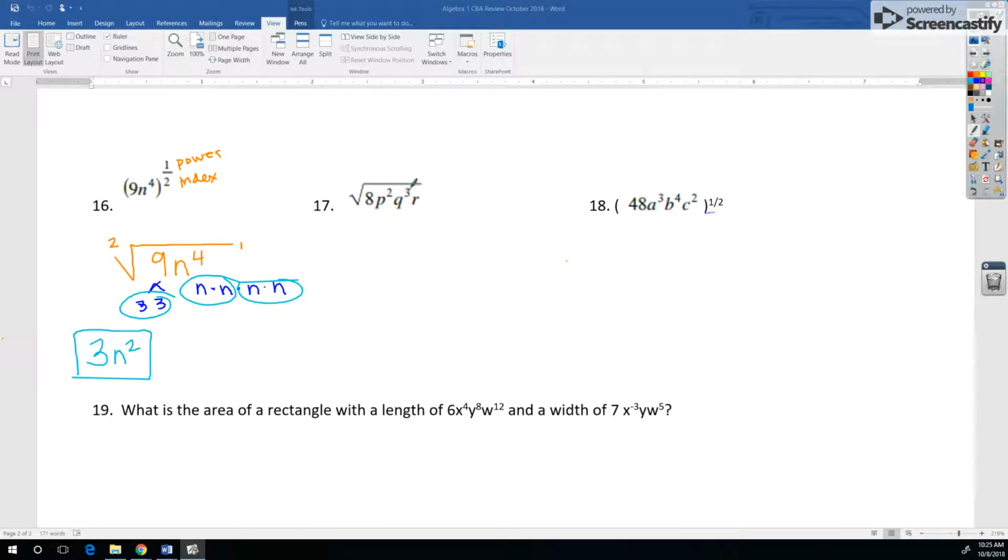Number 17, kind of similar. We know that 8 is 4 times 2, and we know that 4 is 2 times 2. This is called the prime factorization. These are all prime numbers now, 2, 2, 2. Then we have p squared, q to the 3rd, and r. So again, we're looking for groups of 2. Groups of 2, group of 2, group of 2. 2p, q. Now this time we do have some leftovers, a 2, a q, and an r.